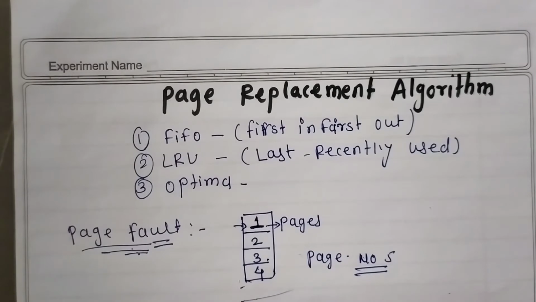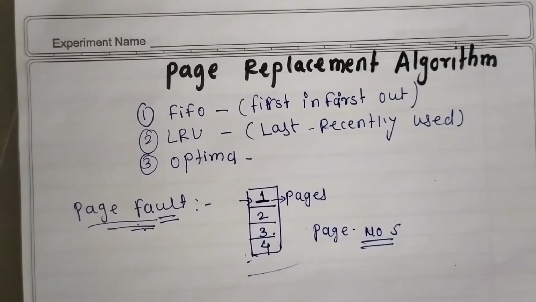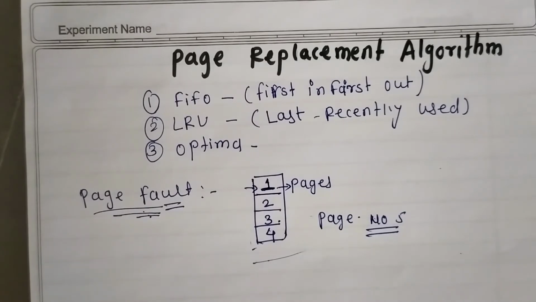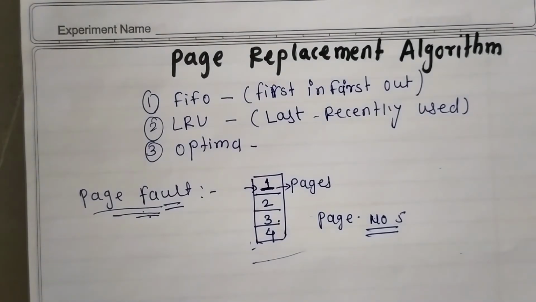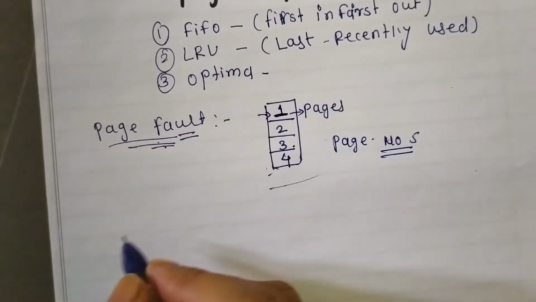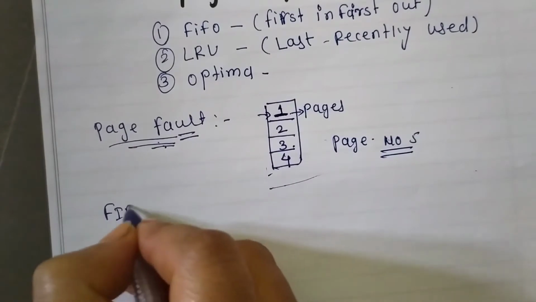Let us see the first page replacement algorithm, that is first in first out page replacement algorithm. The name itself indicates that whichever page entered first is to be replaced first. So it is very easy to implement. It replaces the page that has been in the memory for the longest time. Let me explain with an example.